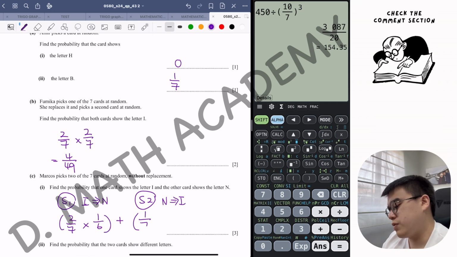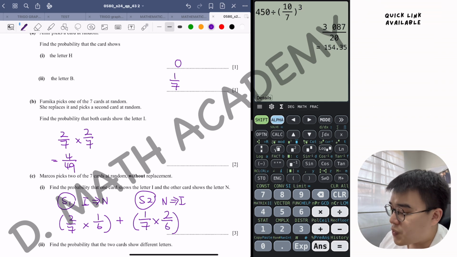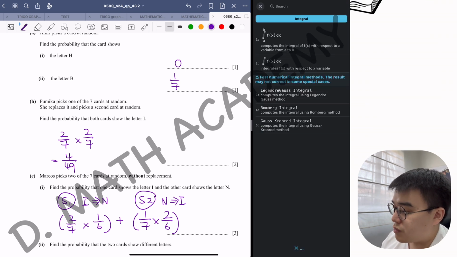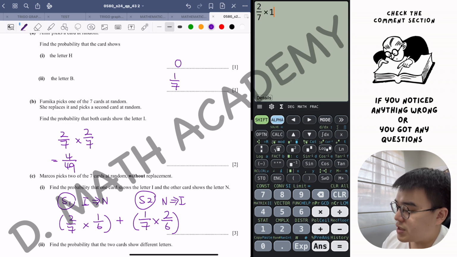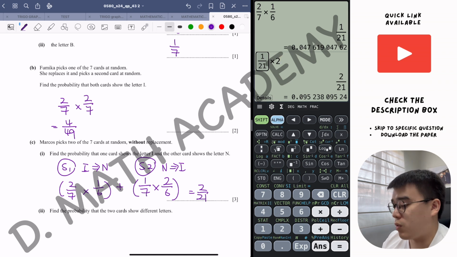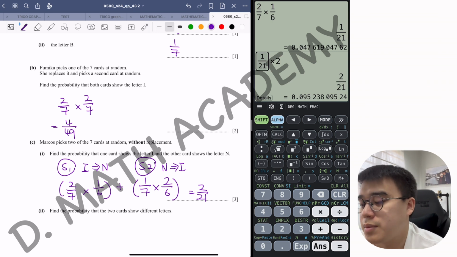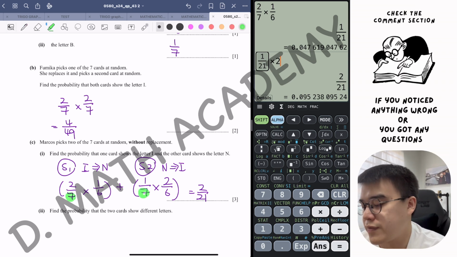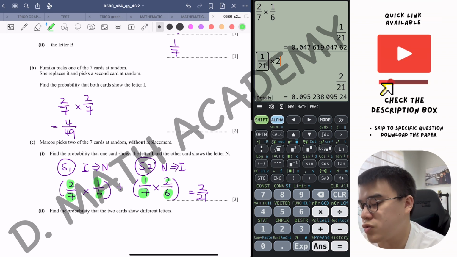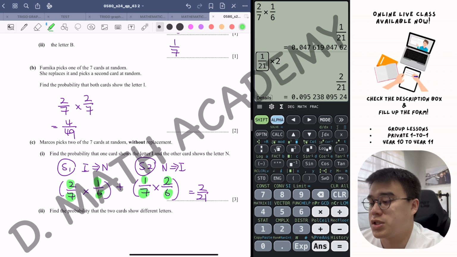Or you get 1 over 7 first, which is drawing an N, and then 2 over 6. You notice that the thing that changes is the denominator, because you didn't replace it back, hence the decrease. Double it and you will get 2 over 21. Students also ask why you should double it. Because the denominators are 7 and 7, 6 and 6, and the numerators are 2 and 1, 1 and 2. They're basically the same, so the same thing is repeated twice to get your answer here.